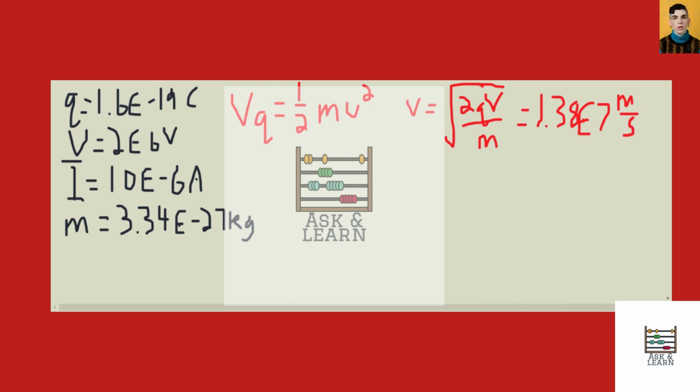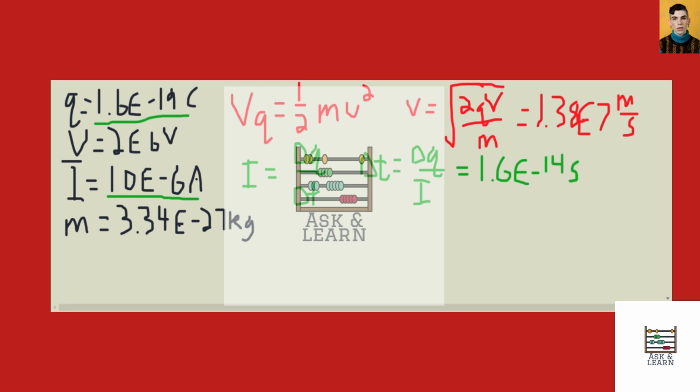Next, we want to find the time between each deuteron. And so we know that the current is delta Q over delta T. So we can solve delta T is equal to delta Q over the current. Delta Q is just going to be the charge of one deuteron, and we already have the current. So delta T is equal to about 1.6 times 10 to the negative 14 seconds. That's how long it takes for one deuteron to pass through.